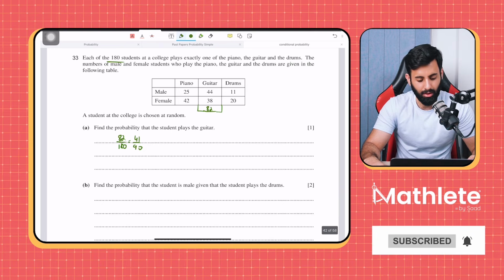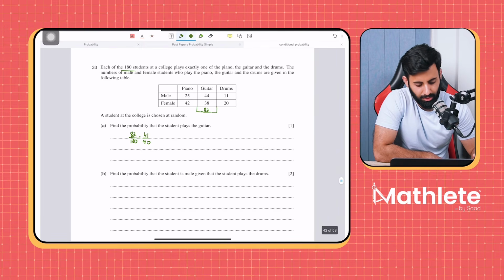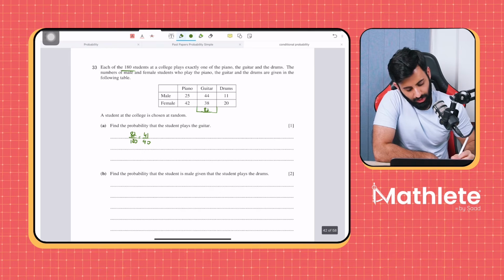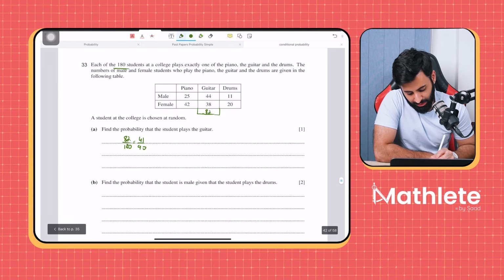Now do part B. So anyone who has the answer to part B? Probability that the student is male given that the student plays the drums. 11 upon 31 is the correct answer. Good job. So how will we do this? Find the probability that the student is a male given that the student plays the drums. So probability of male given drums.